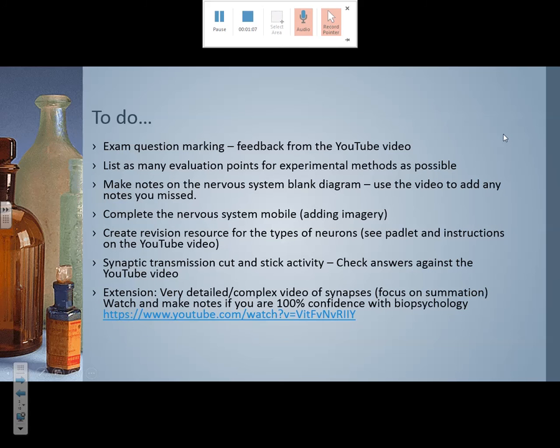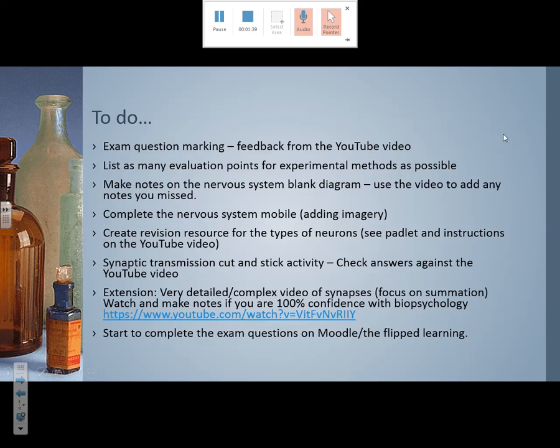There's an extension which is a very detailed and complex video of the synapses focusing on summation, which I would encourage you to watch, but only if you're really keen to stretch yourself quite significantly. The worst thing that you could do is watch it and really panic and worry. So if you're thinking that you're a little bit unsure, that's absolutely fine, then go on to the next activity. However, if you finish all of that, you feel 100% confident, then I would recommend that you do watch it and see how you go. If you don't get all of it but you get 10% of it, that's brilliant.